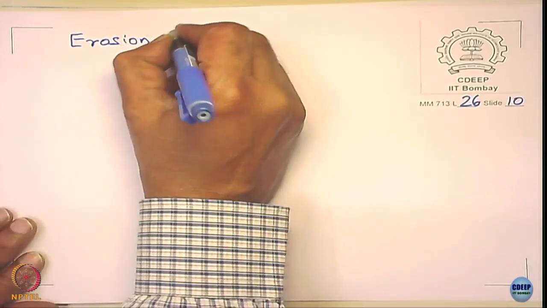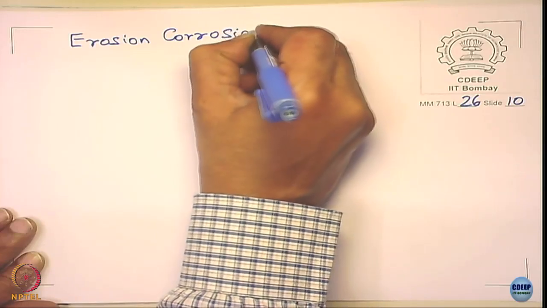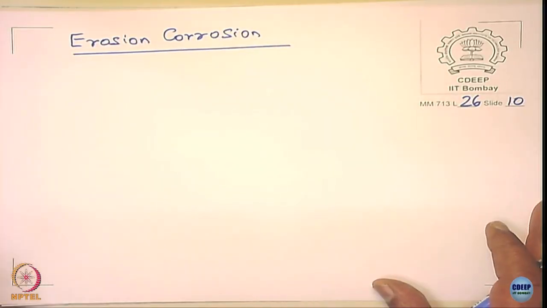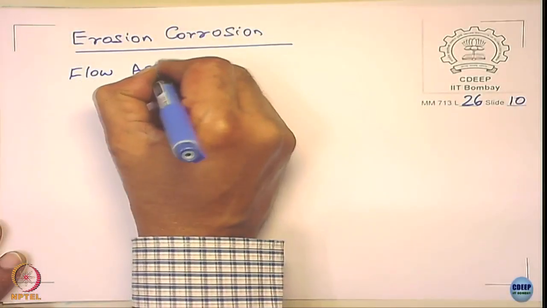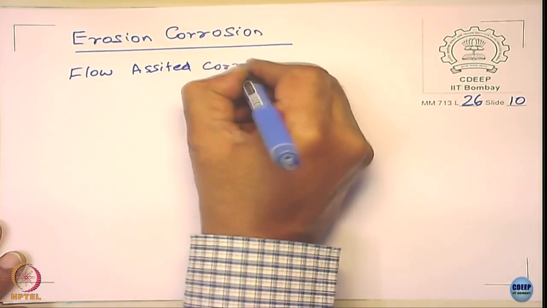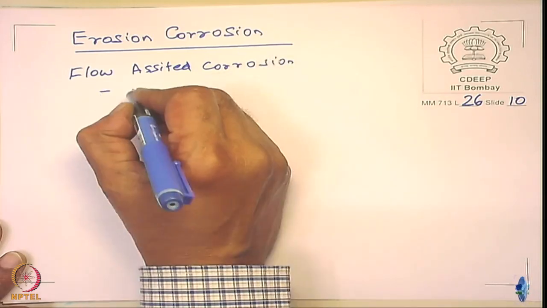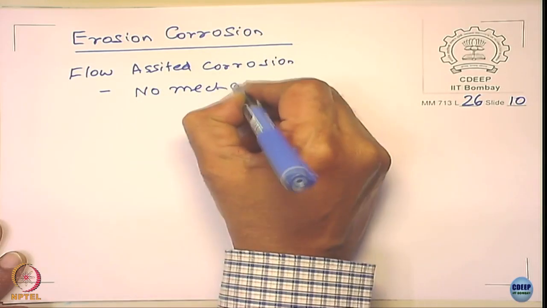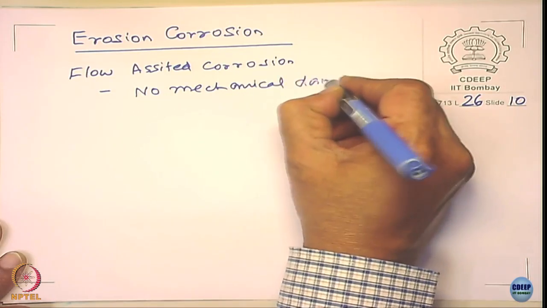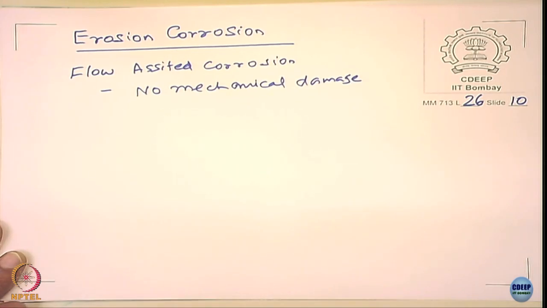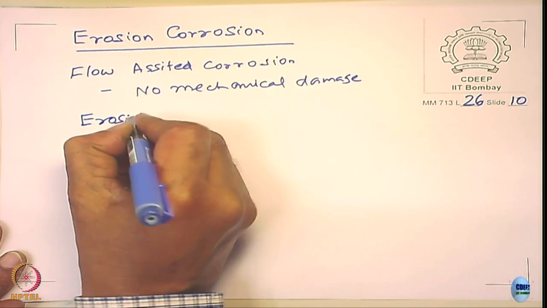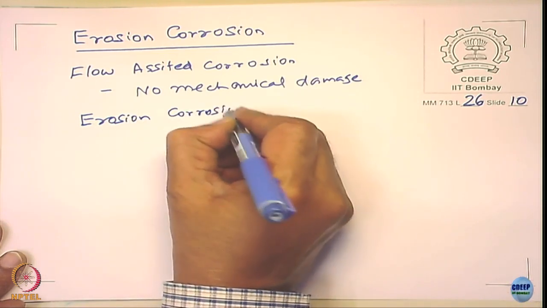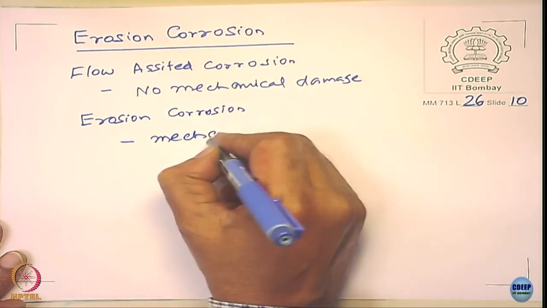Now the next topic, which is erosion corrosion. Let us straight away bring out the difference between erosion corrosion and the flow assisted corrosion, okay. Here no mechanical damage, right. In the erosion corrosion, mechanical damage is predominant.